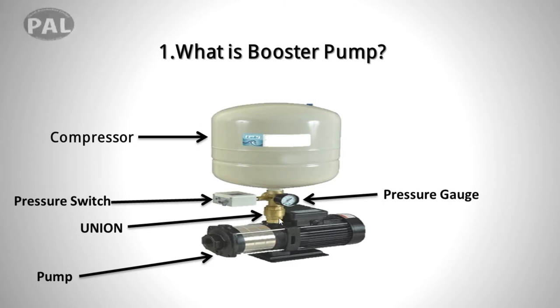And this is the union. The union is a very important device in any kind of booster pump controlling system. When we detach our motor, the union works like a knob system. When we face any kind of problem in our pump and detach our panels, when we unlock this union, the pump can easily be detached from the panel. So friends, this is the complete booster pump system.